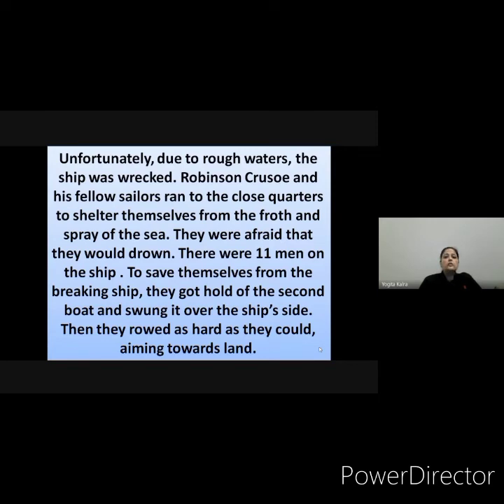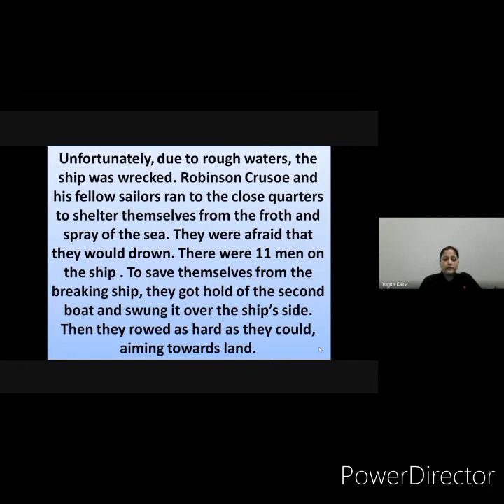Unfortunately, due to rough waters, the ship was wrecked. Robinson Crusoe and his fellow sailors ran to the close quarters to shelter themselves from the froth and the spray of the sea. They were afraid that they would drown. There were 11 men on the ship.